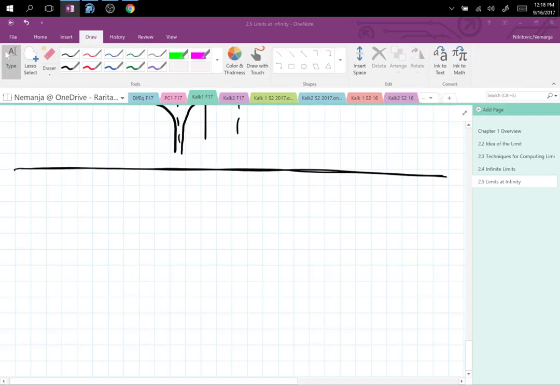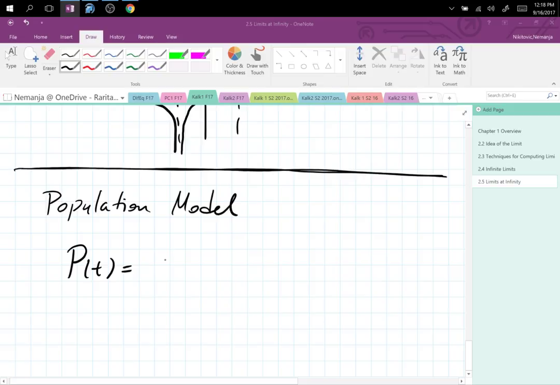If you solve a differential equation which says that the change in population is proportional to population, you employ separation of variables, integration, and all of the other cool stuff that you guys are going to learn in calculus, you come up with the population model which says that population in time is equal to initial population e to the kt.